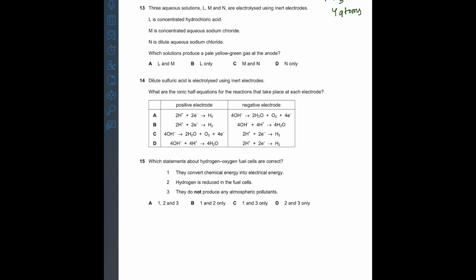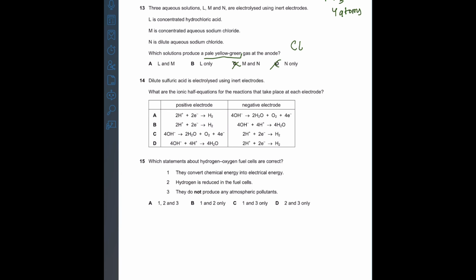So the first one is 100% there, because they are asking for a pale yellow green gas, which means it has to be Cl. Chlorine gas is pale yellow. So if you look at the options, it is L and M, or only L. So L has to be there, so it's not C and D.